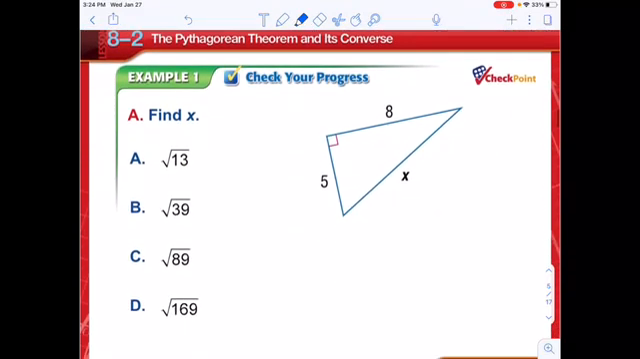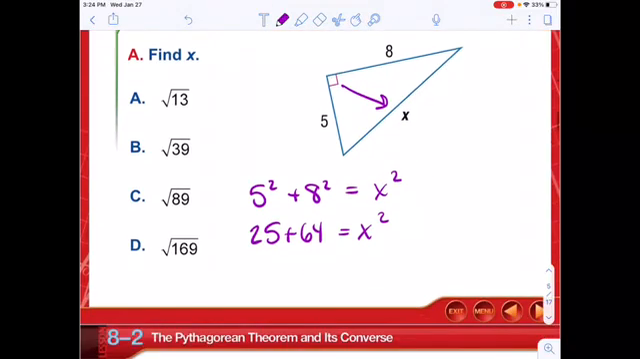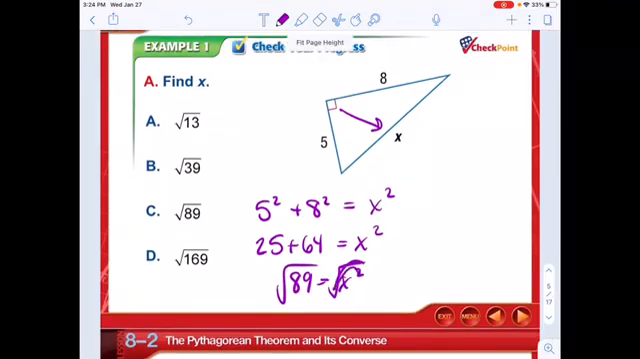If we are finding x here, we are finding the hypotenuse once again, so we have 5 squared plus 8 squared equals x squared. So 25 plus 64 equals x squared. This would be 89. And because they gave us multiple choice, we know that that is C.